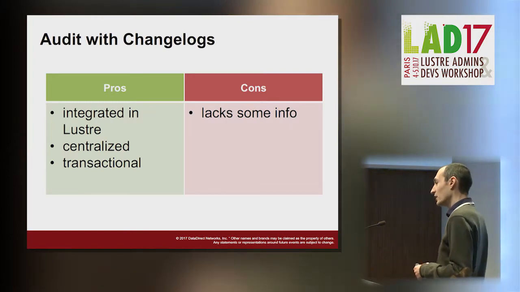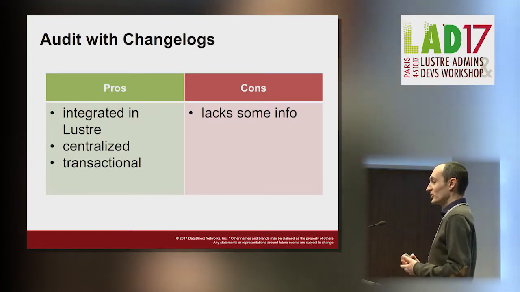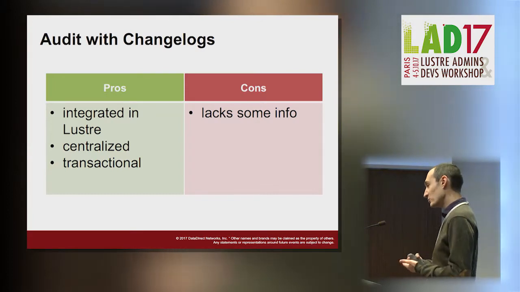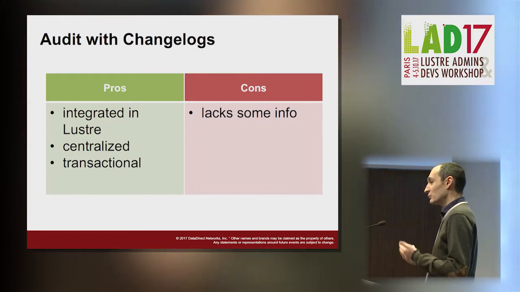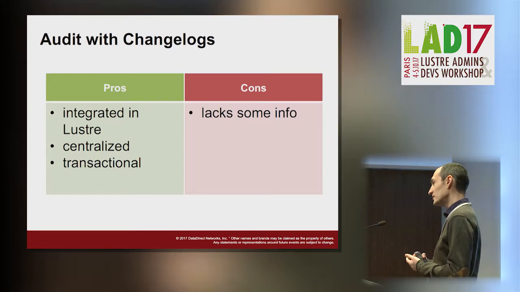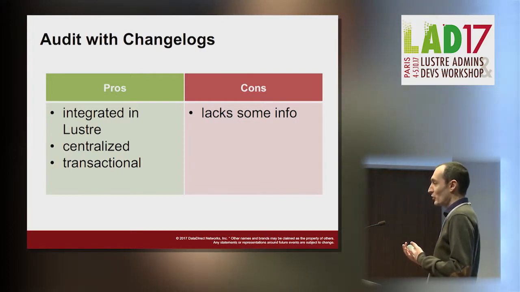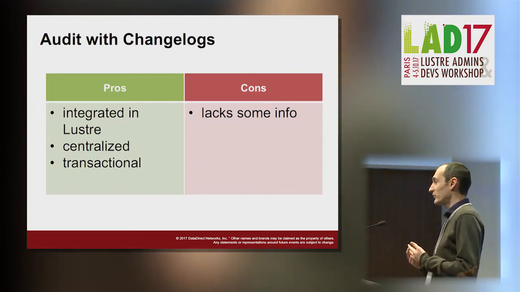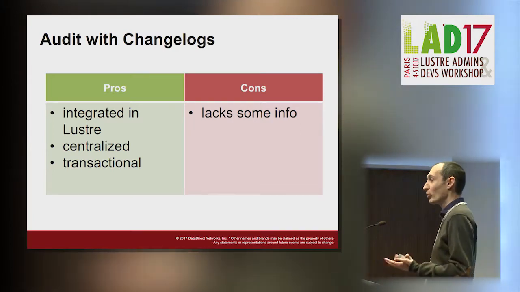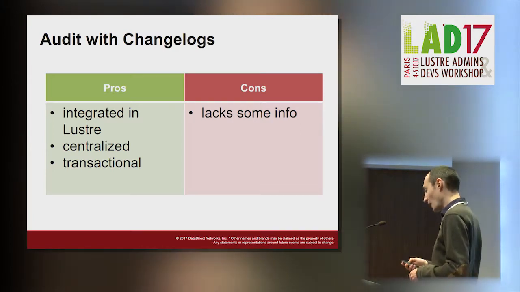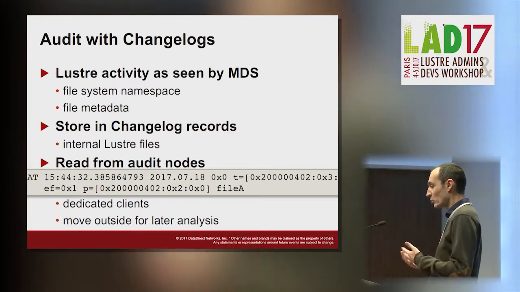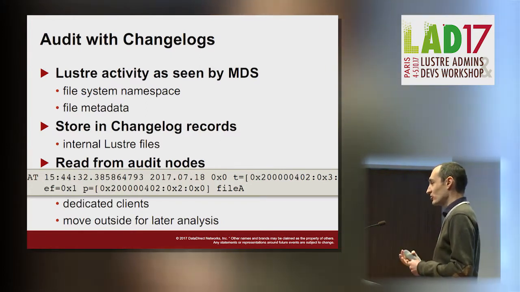Another candidate could be the Lustre Changelogs. It's already implemented in Lustre. It's not a third-party tool. It records events occurring on Lustre, so it's nice. It's centralized. It runs on the MDS side, and it's transactional. The drawback is that it could lack some information that we need to have a proper auditing facility. So let's look into details about the opportunity of using Changelogs for audit.